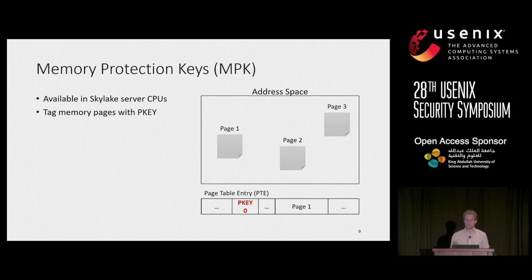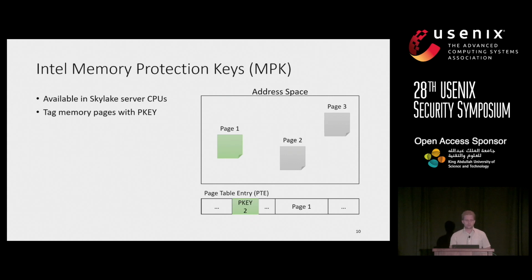As said, it's a new ISA extension for x86 and Power and has become available in Skylake server CPUs. It allows to tag a memory page in the page table entry with a protection key. All pages start with a protection key 0. And using a new system call, an application can update the protection key of a page and assign it to one of 16 protection keys.